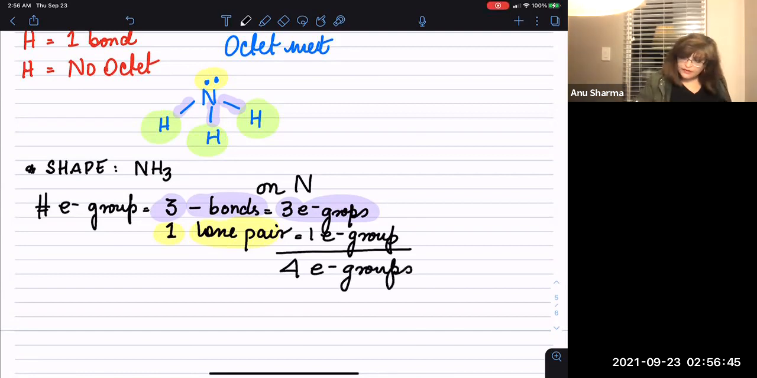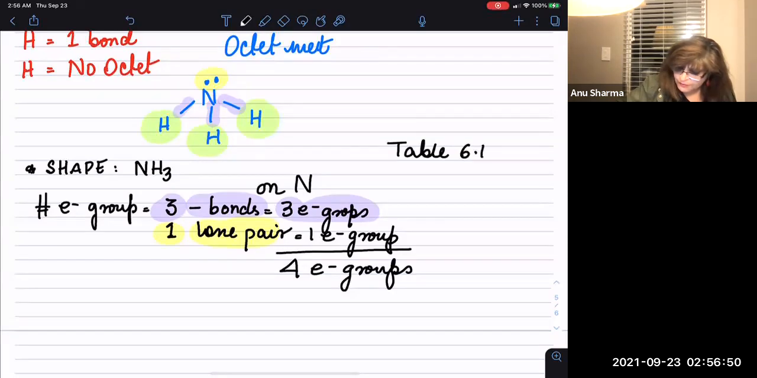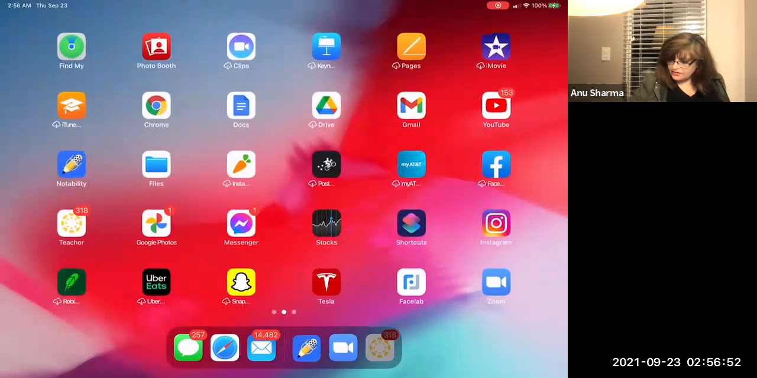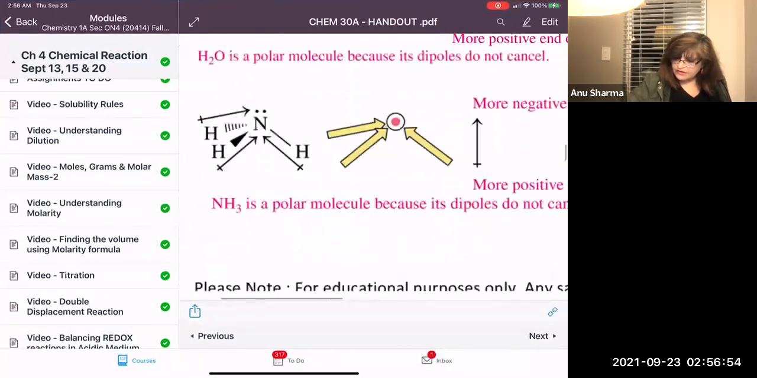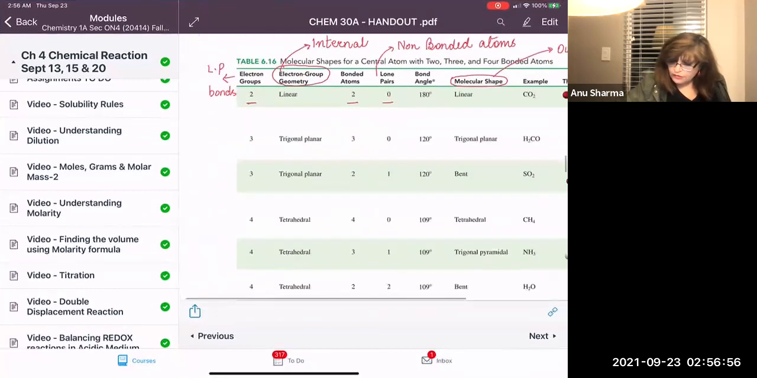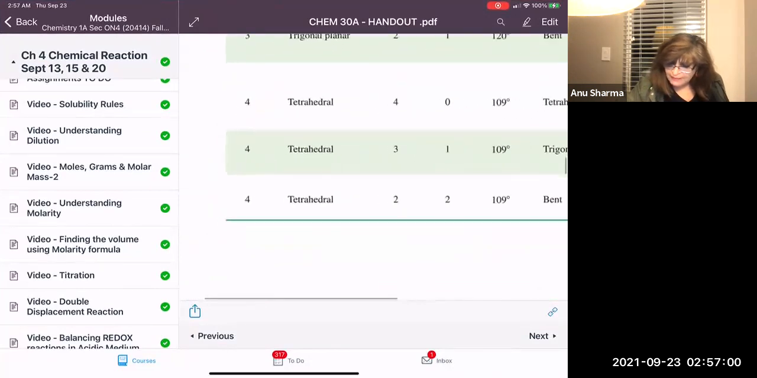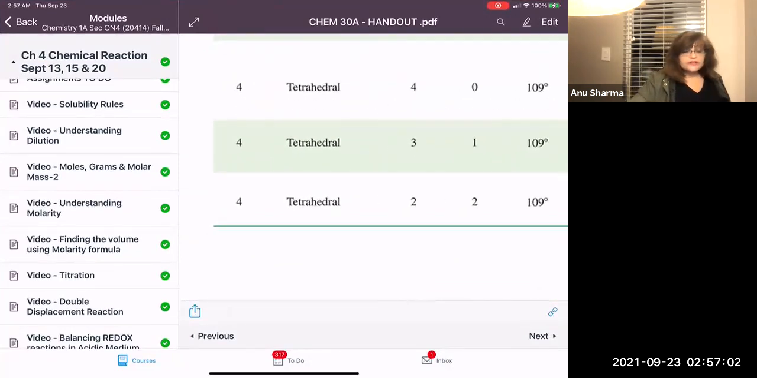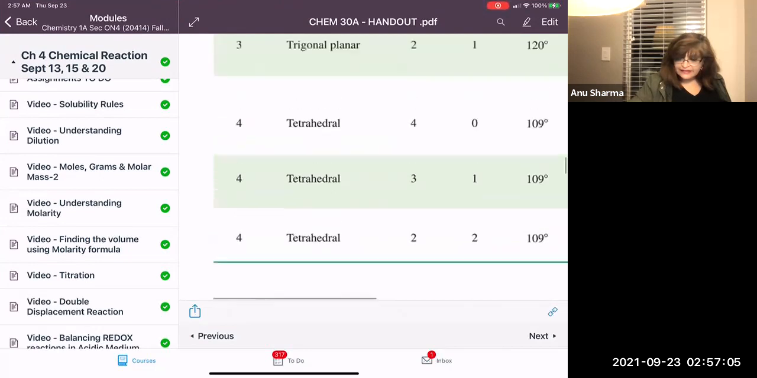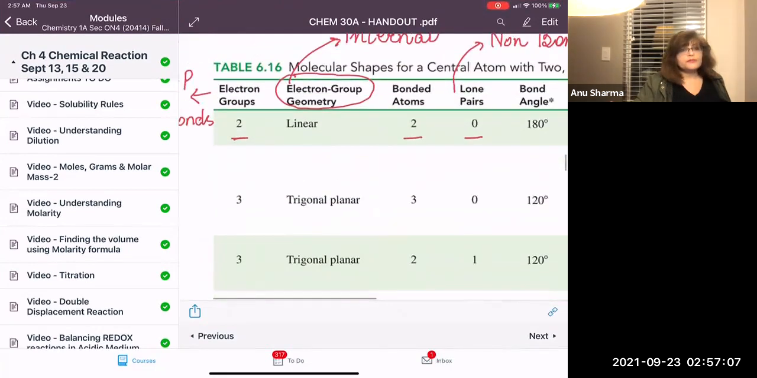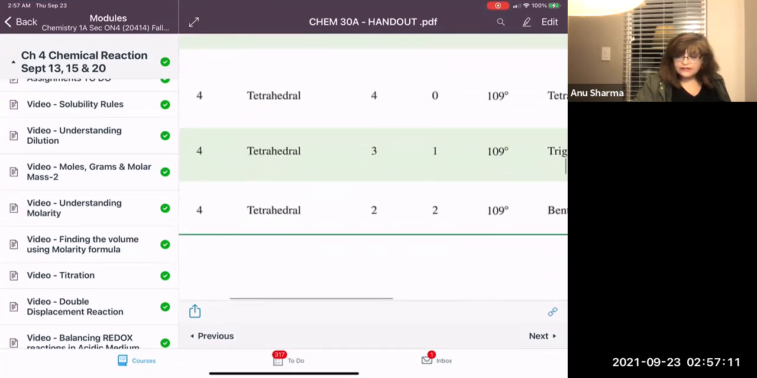Okay, so look at the table. Table 6.16. And we see that in that table, 4 electron groups correspond to what? There are 4 examples here, so we will have to look further. Tetrahedral. Yes, tetrahedral is the electron group geometry. So just put tetrahedral if the question is asking for electron group geometry.